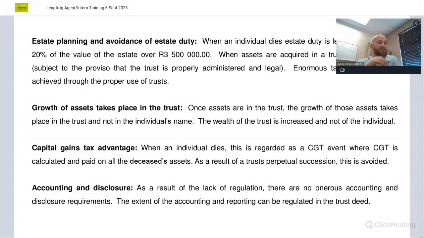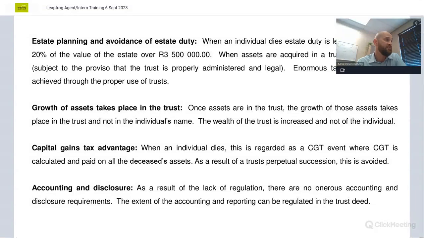So this is really the part where a trust does have a real benefit. As you transfer those assets into the trust, you keep the value of your estate under 3.5 million, and then you avoid paying that massive estate duty of 20% over 3.5 million. And that's really, for me, by far and away the biggest benefit that a trust can provide to someone.